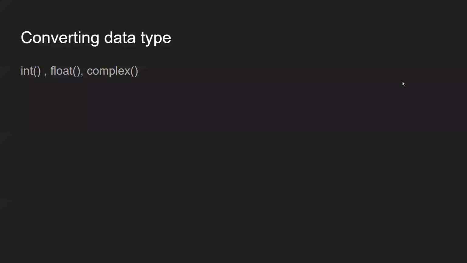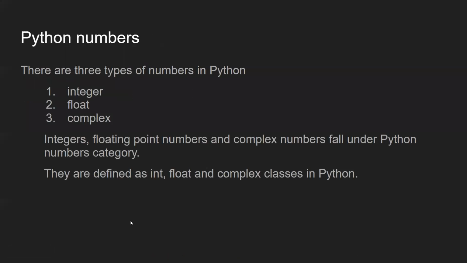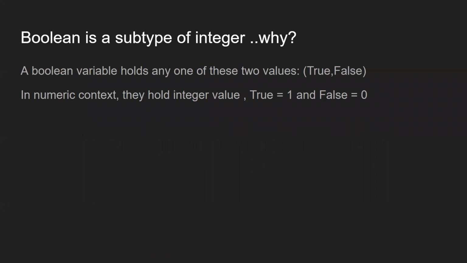We also saw in the first chart that Boolean is a subset of integer. Why? Basically, a Boolean variable holds two values, that is true and false. So when you represent it in a numeric way, it holds the value 1 and 0. So that's why Boolean is a subtype of integer.